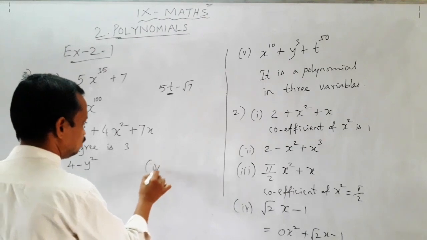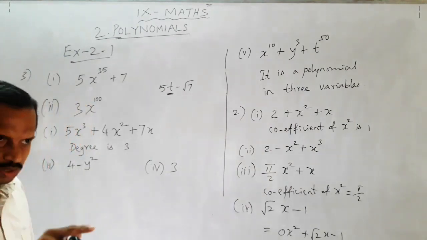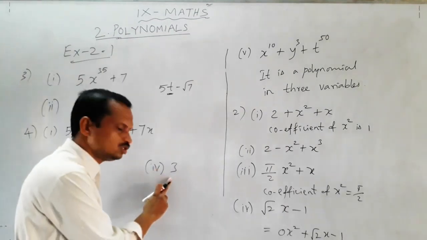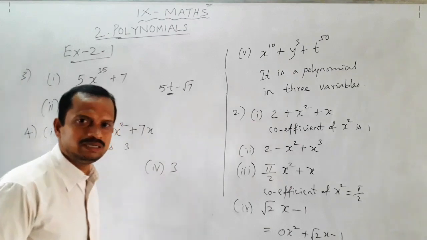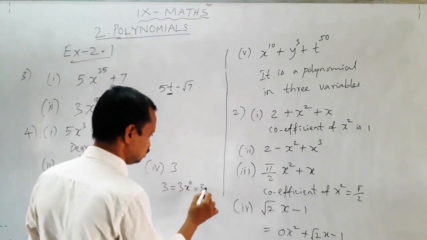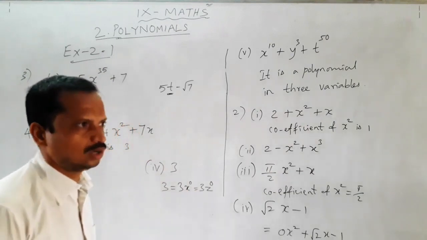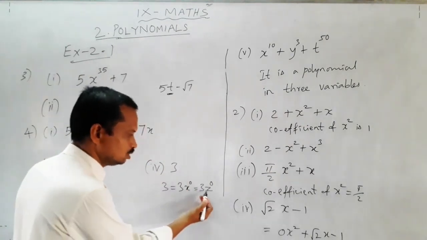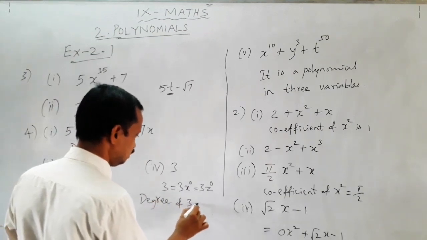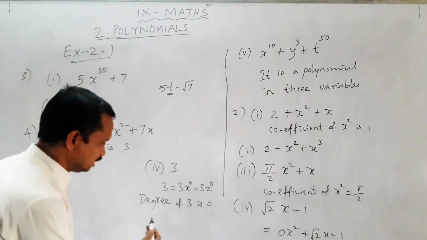And next one, 3 alone is given. You see option 4. So 3 is a polynomial. What polynomial? Constant polynomial. If it is 0, it is the zero polynomial. But other than 0, it is called a non-zero constant polynomial. So for a constant polynomial, what is the degree? 0, because we can write 3 as 3 into x power 0 or 3 into z power 0. Any variable with power 0 we can write for the constant polynomial. So the degree of a constant polynomial is always 0, because 3 into 1 is 3. So you have to write degree of 3 is 0, because the variable possesses the power 0.